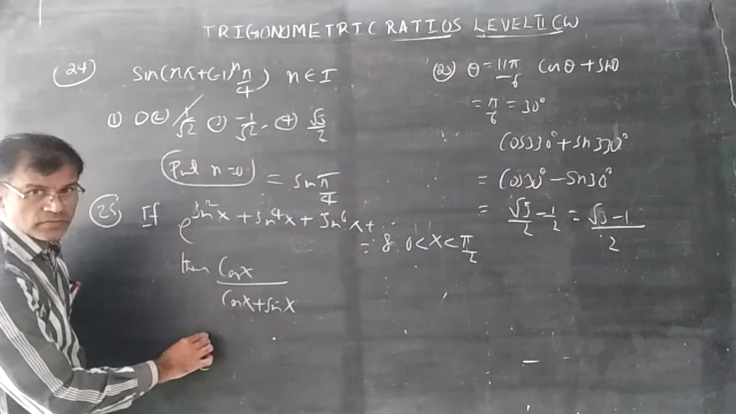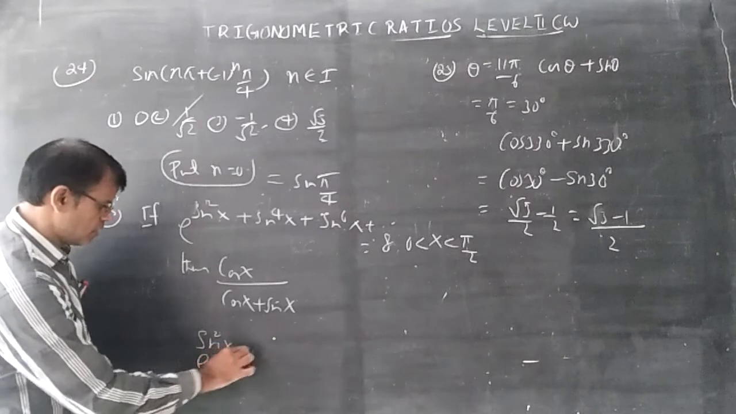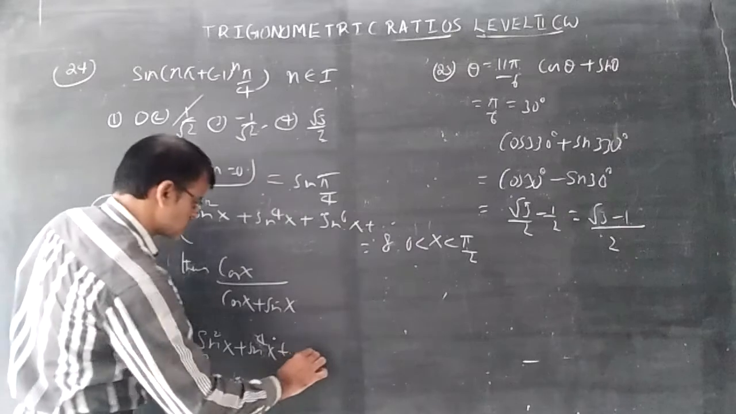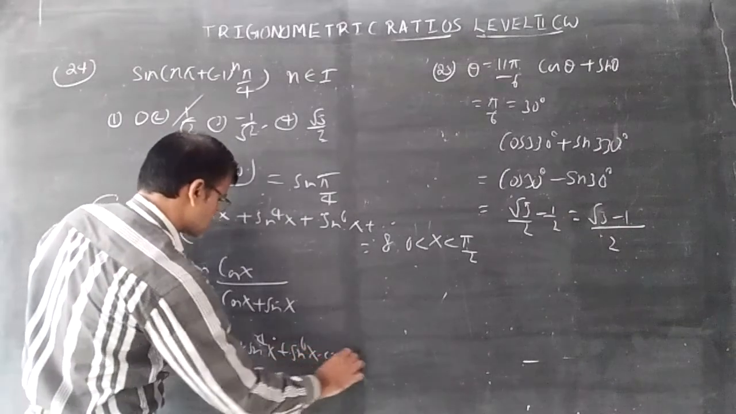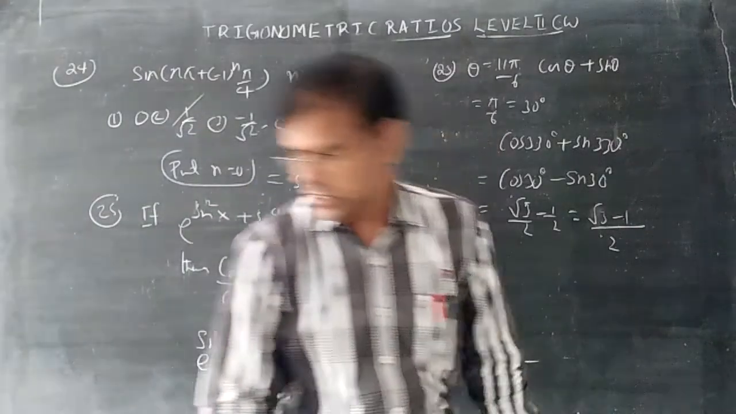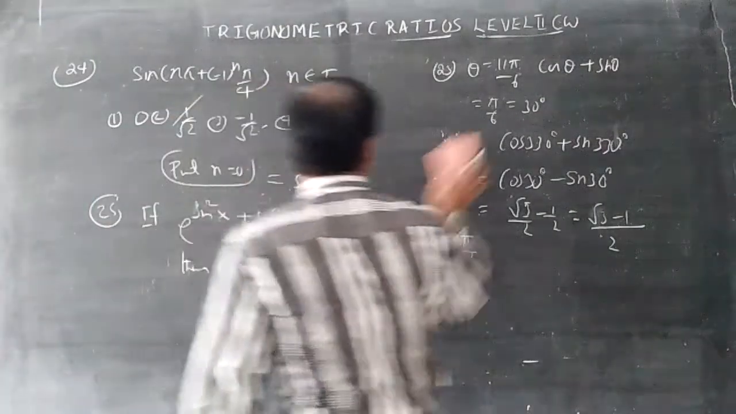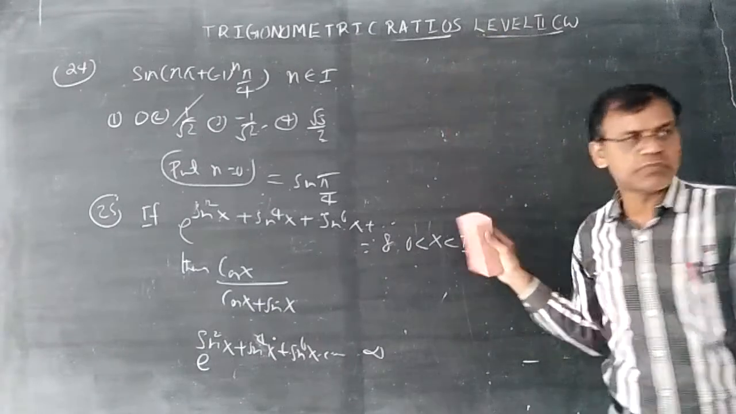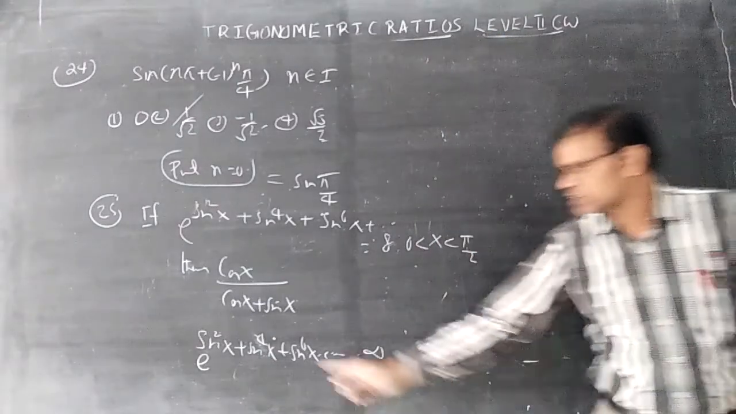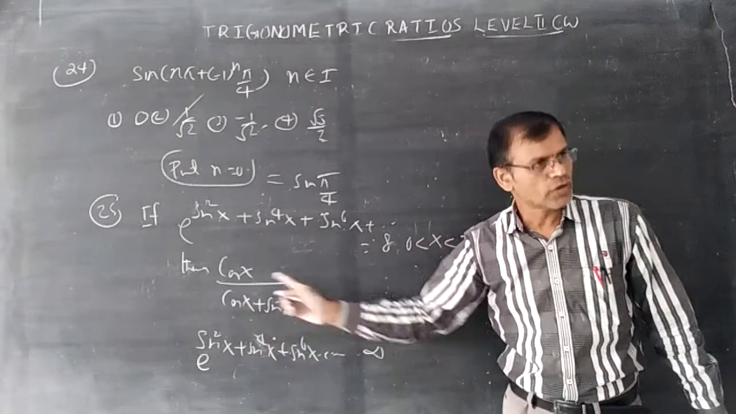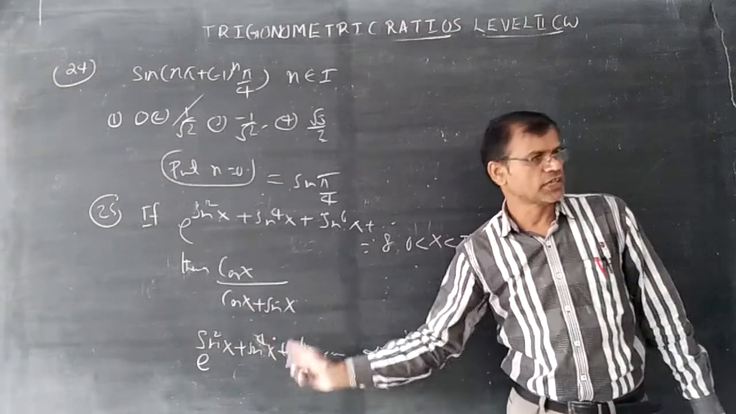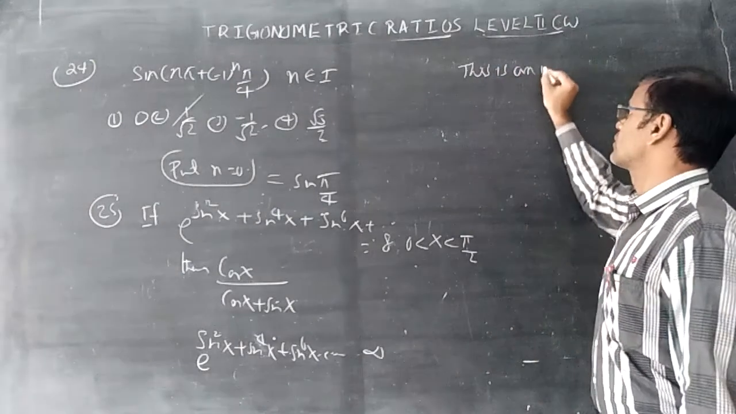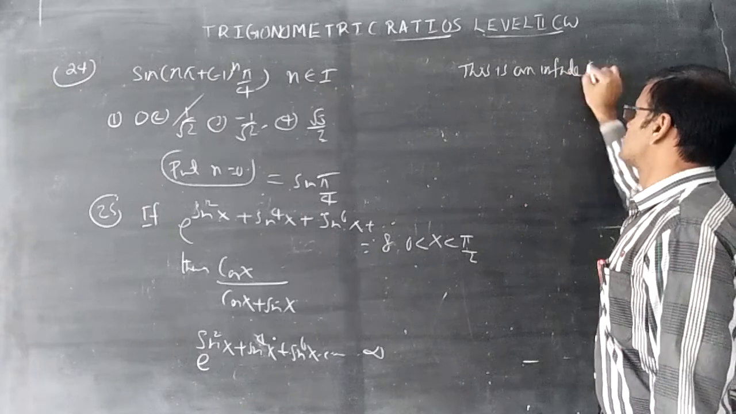Given condition, e power sin square x plus sin power 4x plus sin power 6x plus so on to infinity. In yesterday's class, I said that this is an infinite GP. How could you say it is a GP? A particular number is multiplying. Sin square x, then sin power 4x, sin power 6x, like 2 2s are 4, 2 3s are 6, like that. So this is an infinite GP.